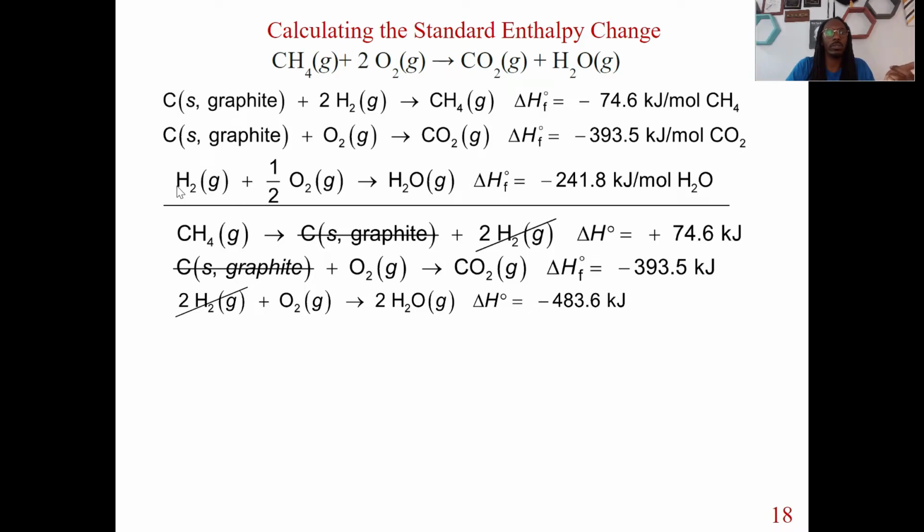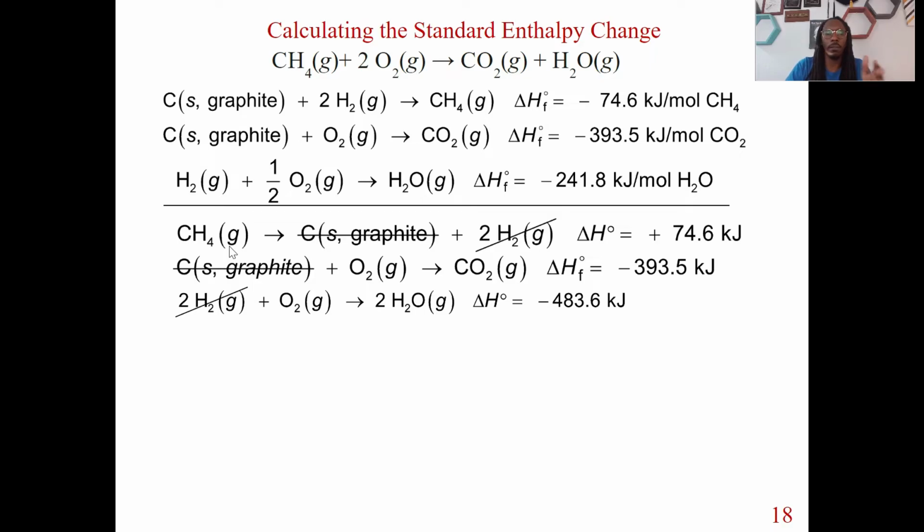Now I got 2H2. But not only do I have 2H2, remember, your oxygen will be multiplied by 2. So now I got 1 oxygen. My waters are multiplied by 2, so now I got 2 waters. And my enthalpy will be multiplied by 2, so now I got negative 483.6 kilojoules. Okay, so my hydrogens are gone, cancel out. Carbons are gone, cancel out.